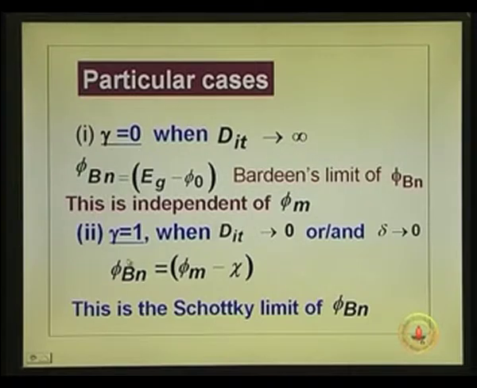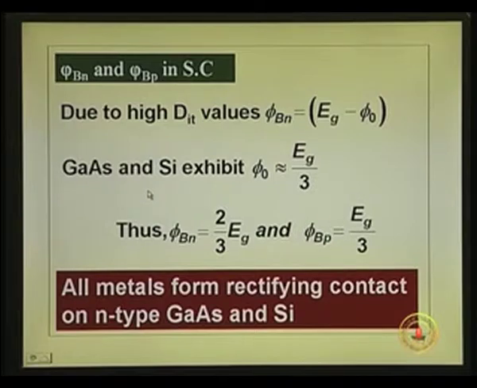So, gamma is 1 when dit equals 0, as we just pointed out, and we will have phi Bn equal to phi minus chi, which you never get. Experimentally they have found you can't get it, it is always closer to that because of high density of states. So, due to high interface state density, phi Bn is equal to Eg minus phi naught, we have seen it just now, because then gamma equals 0. And for gallium arsenide and silicon, phi naught is Eg by 3.